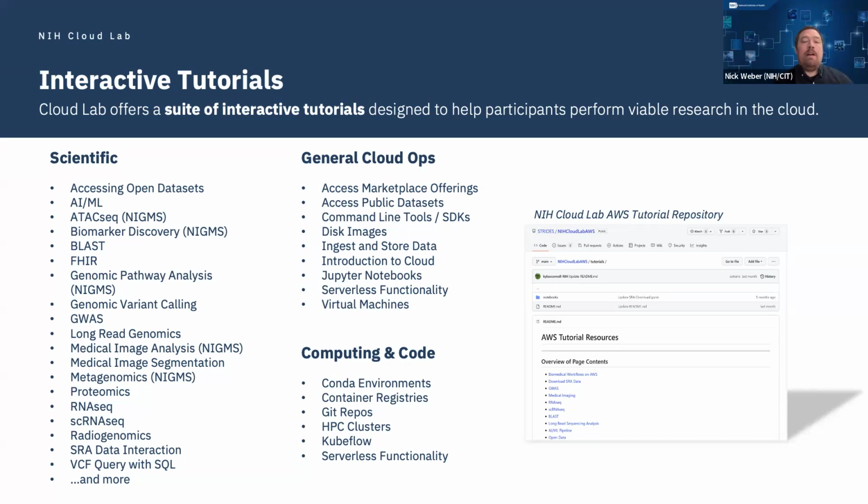We have links. Anyone can use them, even if you don't use them through Cloud Lab. You can access these tutorials, use them in your own environments, even non-cloud environments. So if you find that valuable, please do check out the tutorials. Next slide.